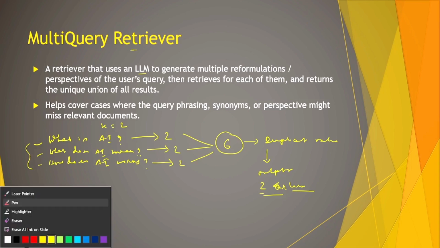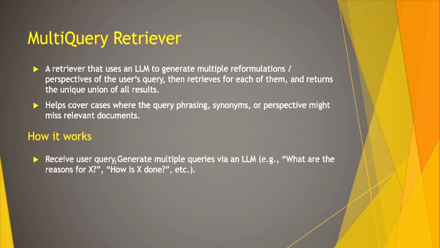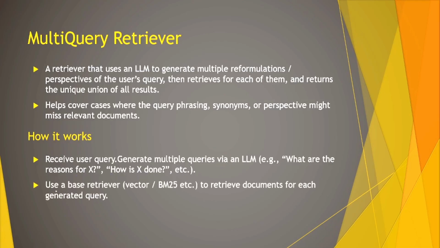So let me erase it. Now it is written here how it works. Receive user query, generate multiple queries via LLM, for example, what are the reasons for X, how is X done, and so on. Okay, that I have already shown you. Use a base retriever, vector or BM25, whatever retriever you want, to retrieve documents for each generated query. Okay, each generated query.